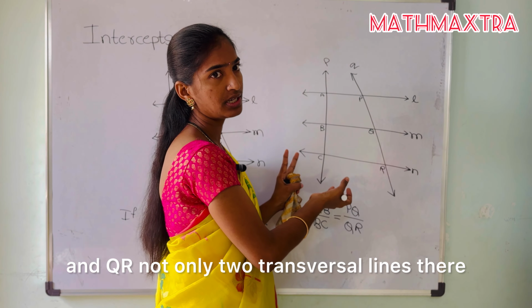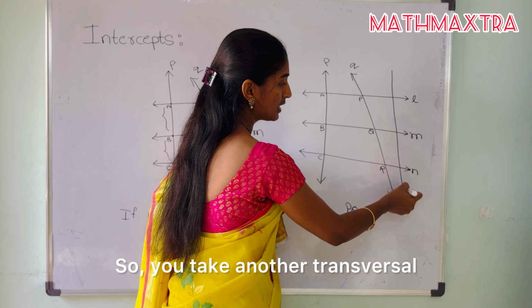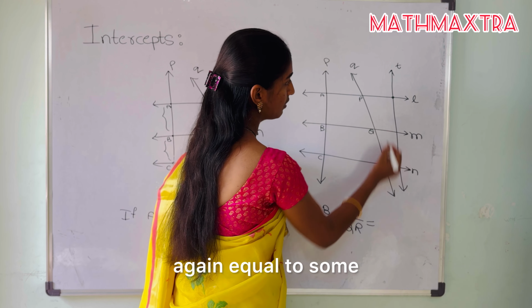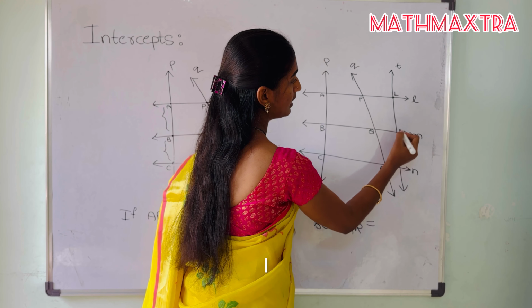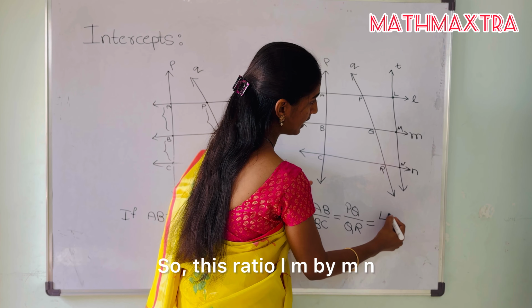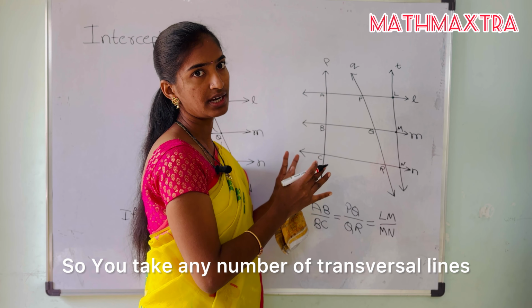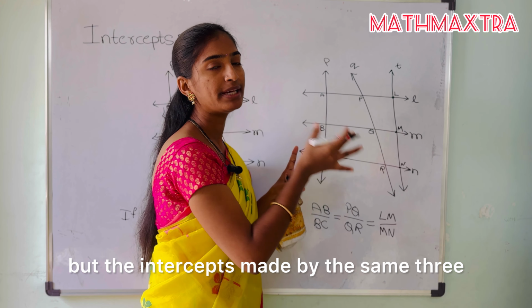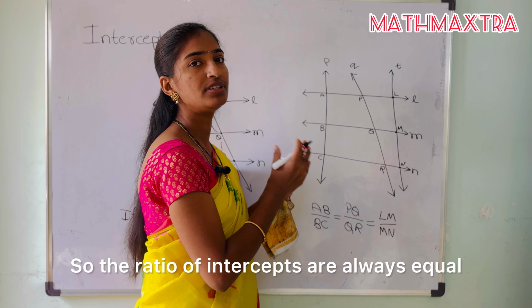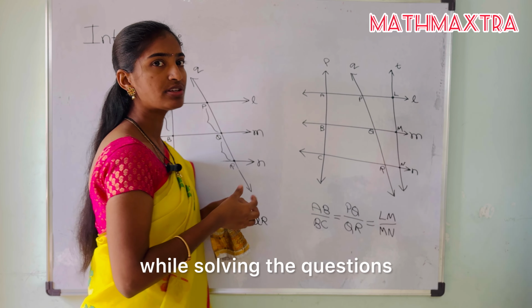Not only two transversal lines, there may be any number of transversal lines. Take another transversal, T here. This ratio is again equal. So take any number of transversal lines, but for the intercepts made by the same three straight lines on different transversals, the ratio of intercepts is always equal. This is the point we have to remember while solving the questions.